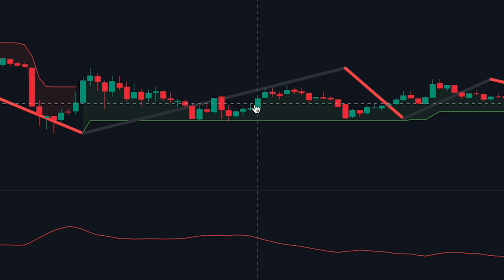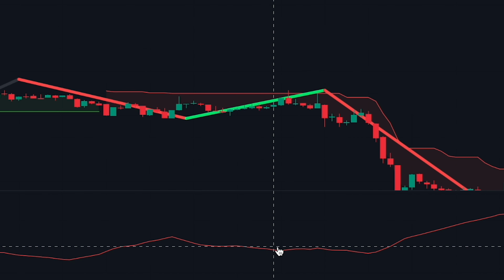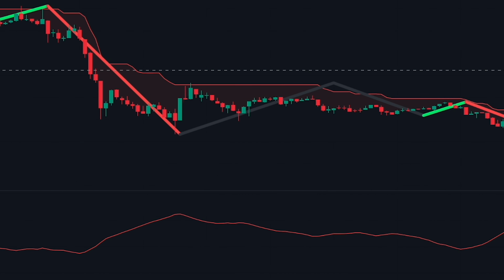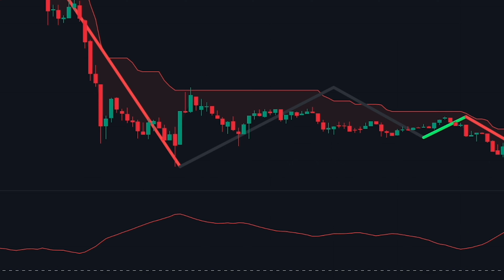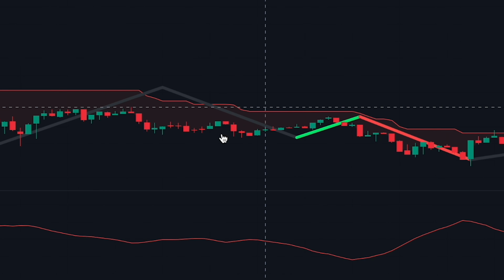The zigzag indicator will be our entry signal indicator. The super trend will be used as the trend direction indicator. Lastly, we will be using the Axe to determine whether the market is trending or consolidating. Now let's modify the indicator settings to enhance the indicators.